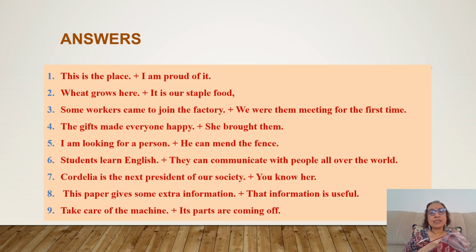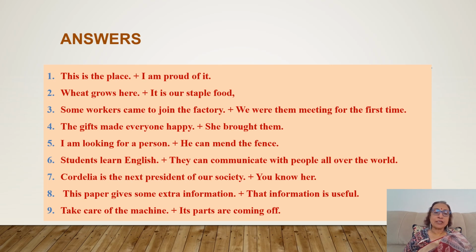The first sentence is broken up into two. This is the place plus I'm proud of it. It here represents the place. So the place is repeated again as it. So we remove the repetition. Only the noun or pronoun which is repeated can be removed. But we cannot say, this is the place I'm proud of which, because which is far away from place and the sentence is wrong.